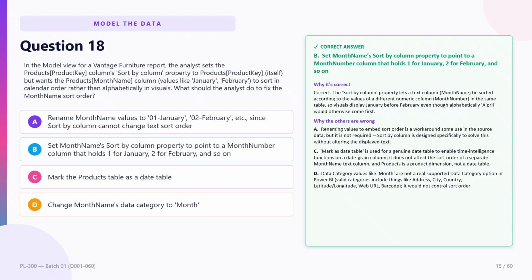D. Data category values like month are not a real supported data category option in Power BI. Valid categories include things like address, city, country, latitude, longitude, web URL, barcode. It would not control sort order.